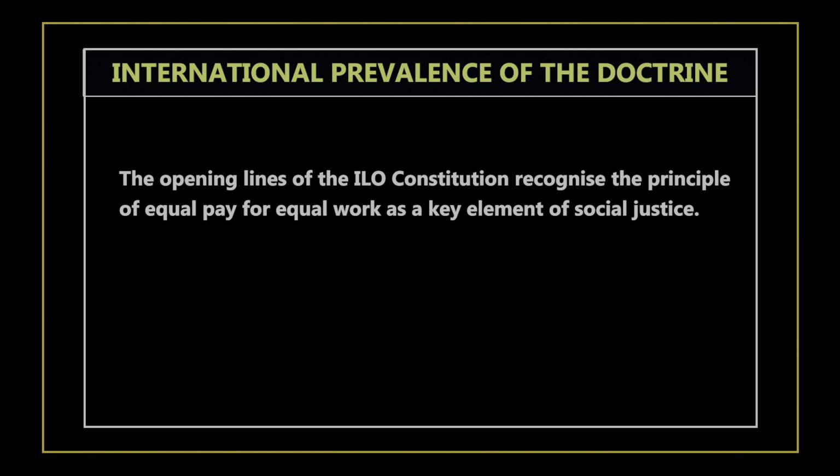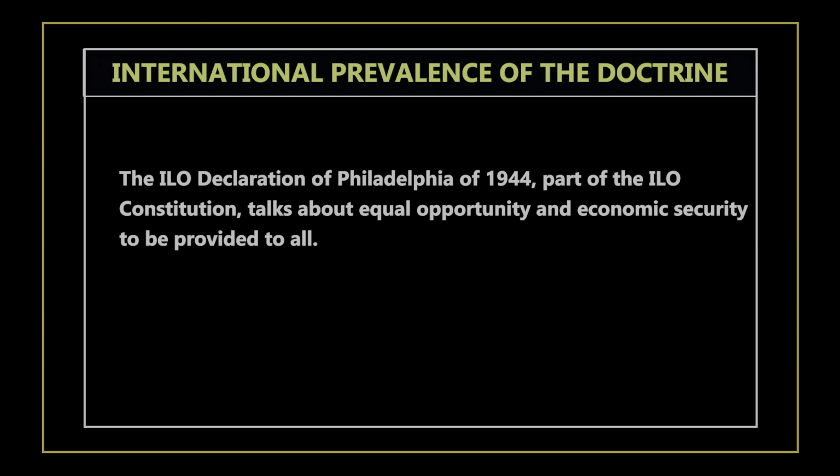The opening lines of the International Labour Organization Constitution recognize the principle of equal pay for equal work as a key element of social justice. The ILO Declaration of Philadelphia of 1944, part of the ILO Constitution, talks about equal opportunity and economic security to be provided to all. Recognition in domestic legal system.